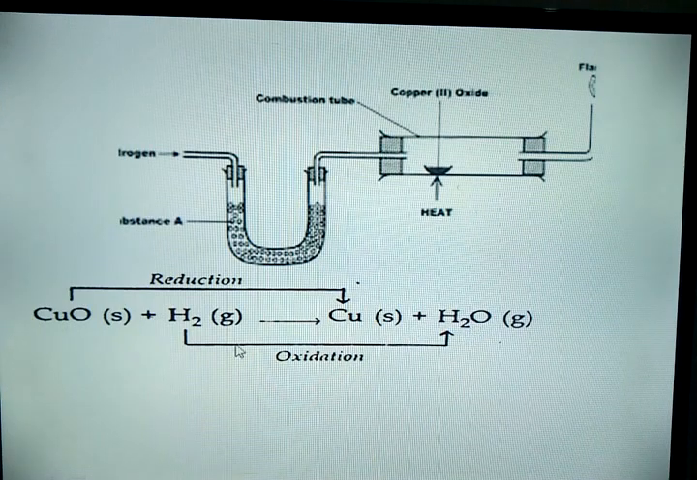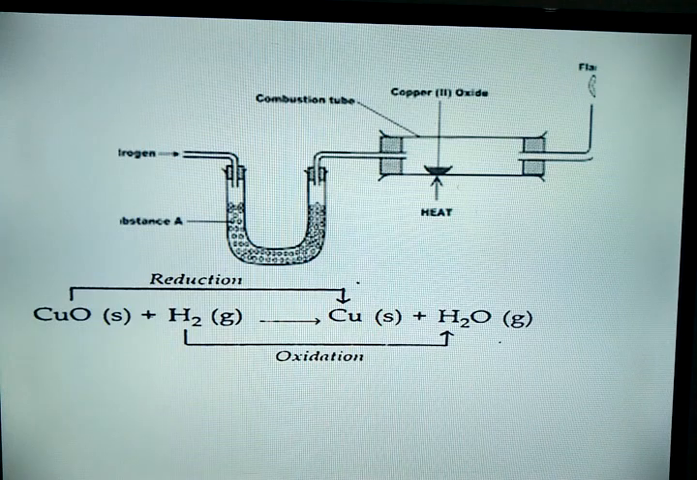In this equation, copper 2 oxide is being reduced to copper, and in so doing, hydrogen becomes the reducing agent. However, in the same reaction, the hydrogen is being oxidized to water. So in this equation, copper 2 oxide becomes the oxidizing agent because it has oxidized the hydrogen from hydrogen to water.